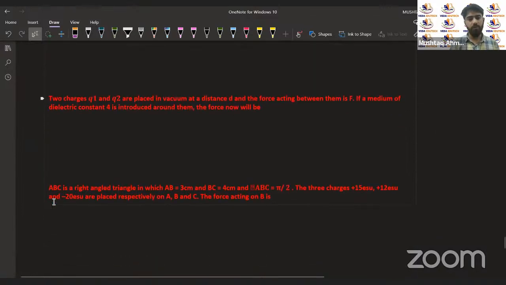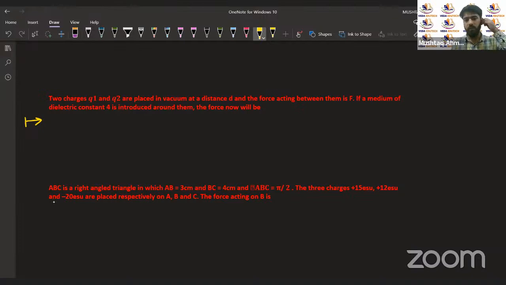We have a question here. Two charges Q1 and Q2 are placed in a vacuum at a distance of d, and the force acting between them is F. If a medium of dielectric constant 4 is introduced around them, the force now will be? यानी हमारे पास दो चार्ज हैं Q1 Q2, जो वैक्यूम में प्लेस किए गए थे at a distance of R.